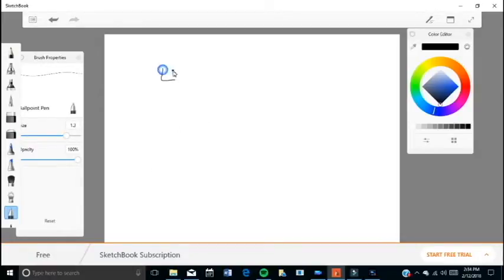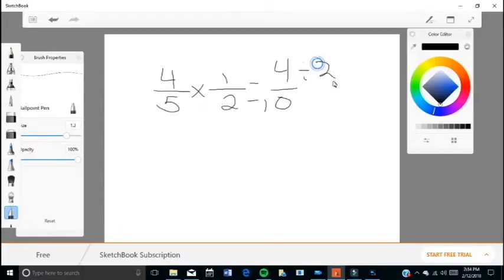So let's do 4/5 times 1/2. Multiply across the top, 4 times 1 is 4. Multiply across the bottom, which is 10. All right, so now I can reduce this. They're both divisible by 2. 2 can go into 4, 2 can go into 10. So if I divide 2 into 4, I get a 2, and if I divide 2 into 10, I get a 5.